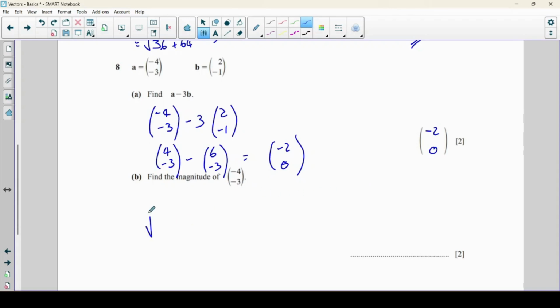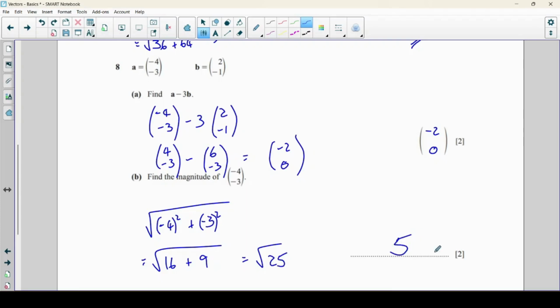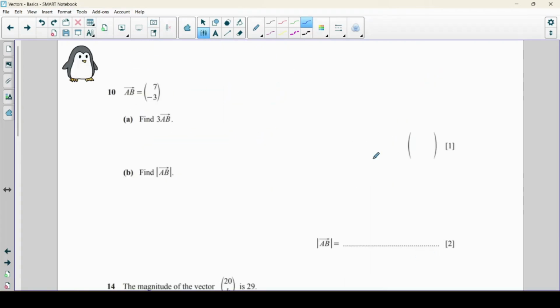And then the magnitude of this vector is the square root of minus 4 squared plus minus 3 squared. Minus 4 squared is 16, minus 3 squared is 9. Add them together. I feel like we've come across these numbers a fair few times recently. Square root of 25 is 5. Similar questions to ones we faced, but again with this slightly different notation. So 3 times AB, so that's 3 times 7, minus 3. 3 sevens are 21. 3 times minus 3 is minus 9.